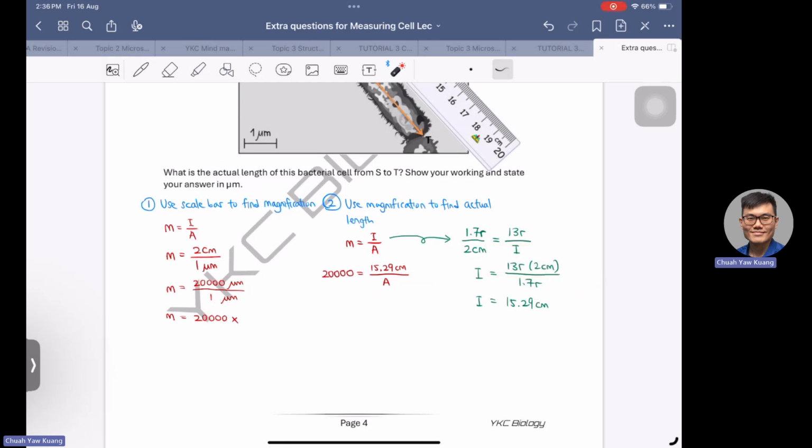So now I will do the conversion. A equals, just now we converted from cm to micrometer, 152,900 micrometer. Then divide by the 20,000, that's the magnification. So what would be the actual size? It will be 7.645 micrometer. So that would be the final answer.